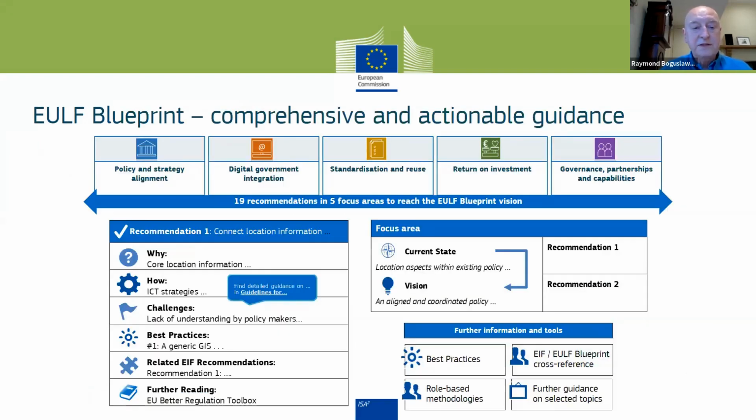So the 5 focus areas are policy, digital public services, standardization, return on investment, and governance, partnerships, and capabilities. For each of those 5 focus areas, we present the current state and the future vision. The current state is informed by our data capture in the LIFO. For each of the 19 recommendations, we explain the rationale and provide checklists of good practices. We discuss the challenges, relate to the EIF recommendations, cross-reference to best practices, and provide further reading.